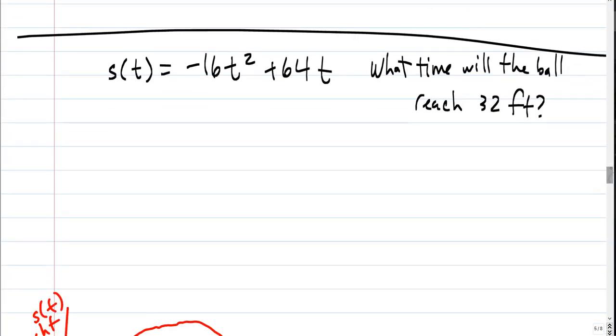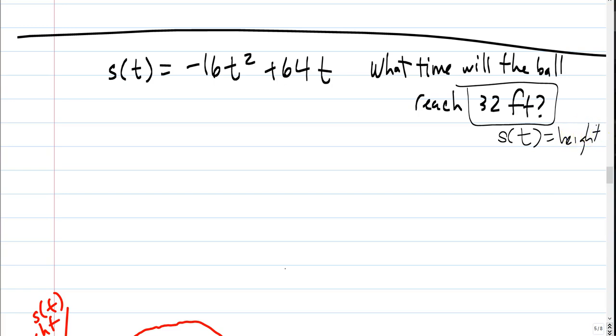And our last application is a formula that is going to simulate the arc of an object being thrown. Here we have a ball that's being thrown, and it follows the trajectory of negative 16t squared plus 64t. At what point will the ball reach 32 feet? That 32 feet is basically an s of t. It's an actual height.